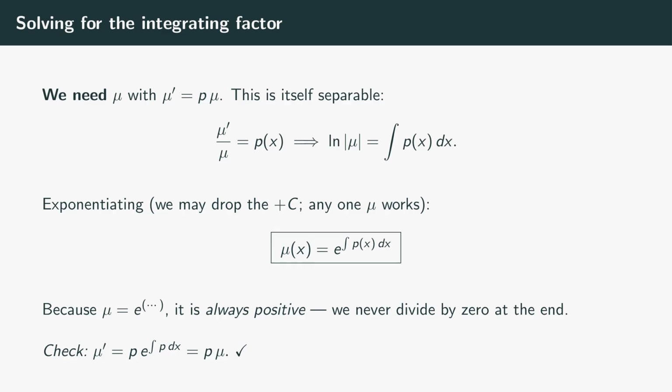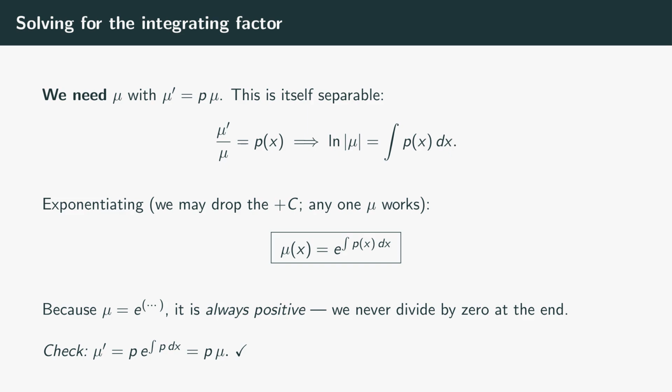The left side is the derivative of the natural log of the absolute value of mu, so integrating gives log of mu equals the integral of p with respect to x. Exponentiate both sides, and mu of x equals e raised to the integral of p of x. That is the integrating factor. One subtlety: the indefinite integral carries a plus c, but we are free to pick any single integrating factor that works, so we just set that constant to 0.